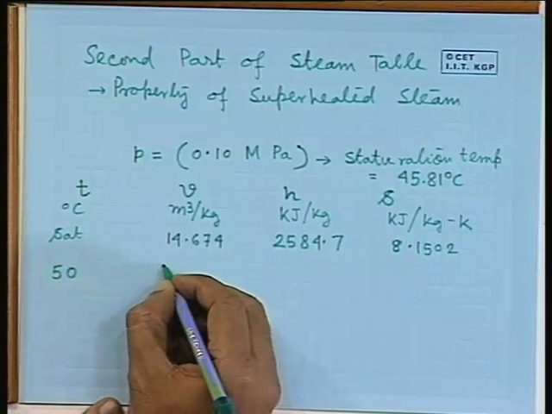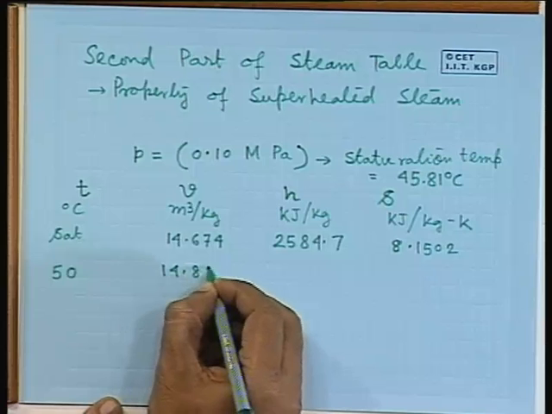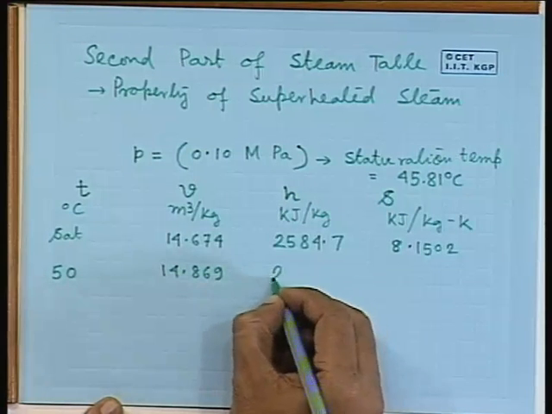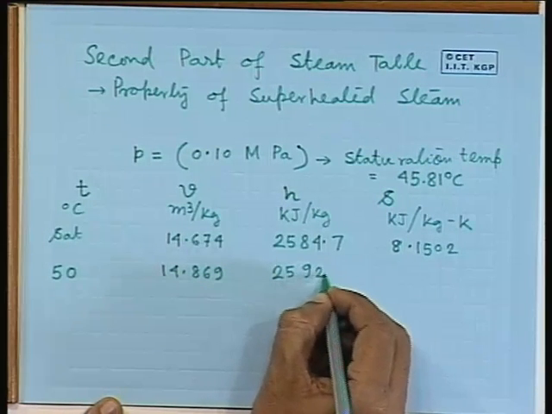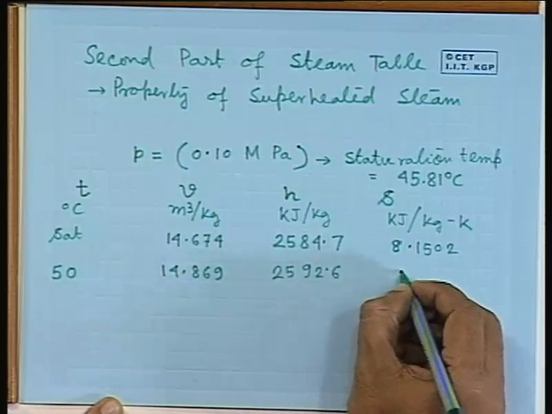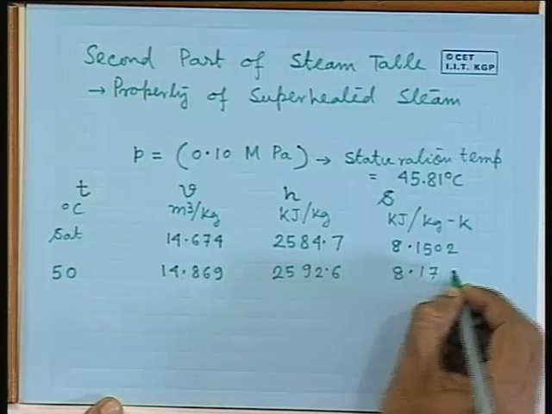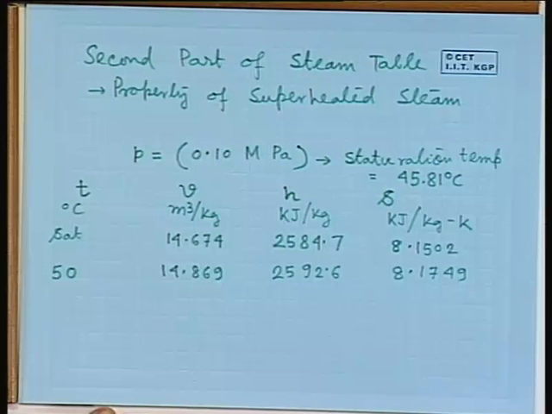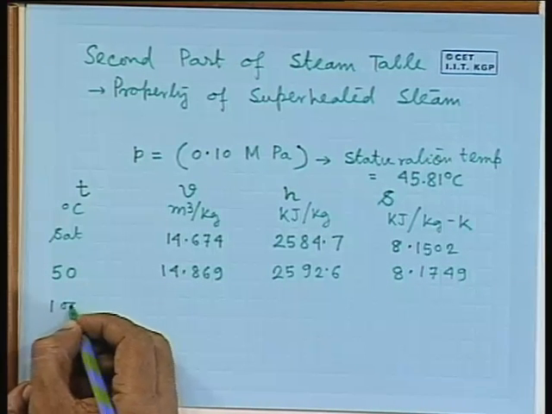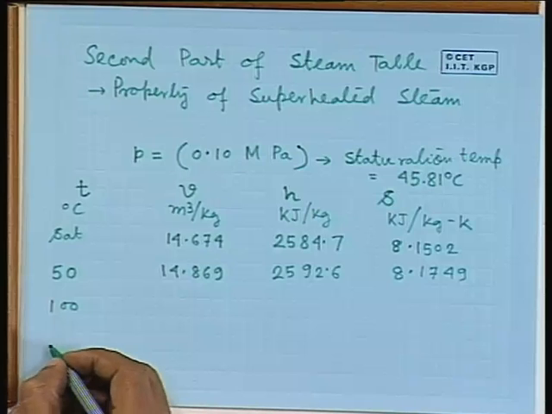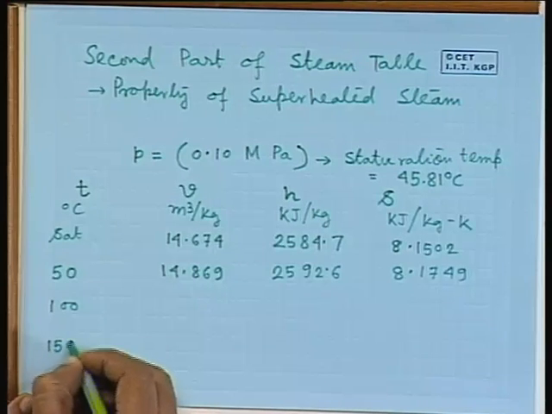Then it is 14.869, 2592.6 and 8.1749. Similarly, one can have values at 100, at 150 and so on. So, this is how the property table for superheated steam looks like.